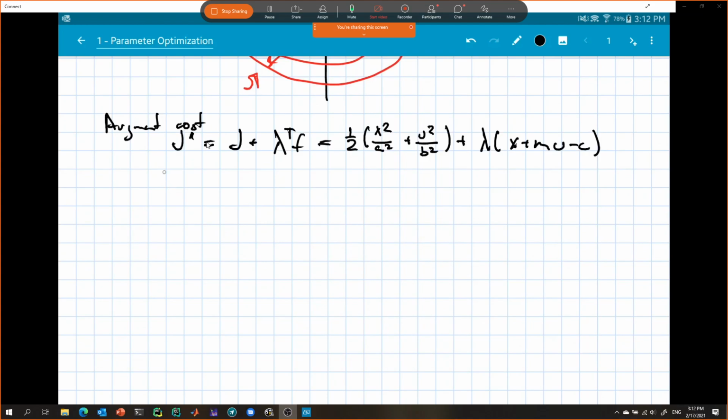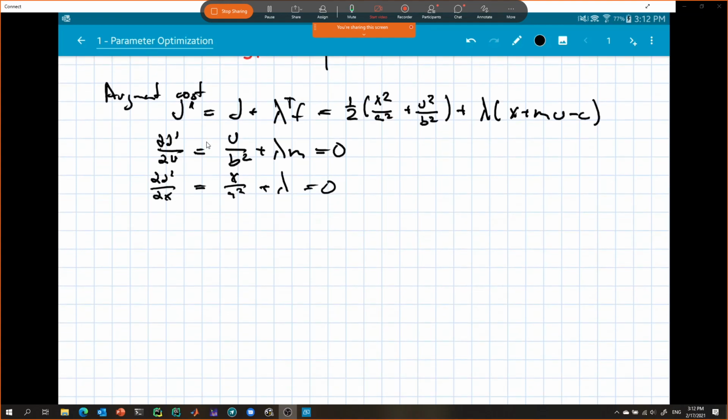So we take partial J prime with respect to U, and that's equal to U over B squared plus lambda M equal to 0. Right? So U over B squared plus lambda M is equal to 0. And we take the same, but with respect to X, that is X over A squared plus lambda is equal to 0. Right? So 2 over A squared.